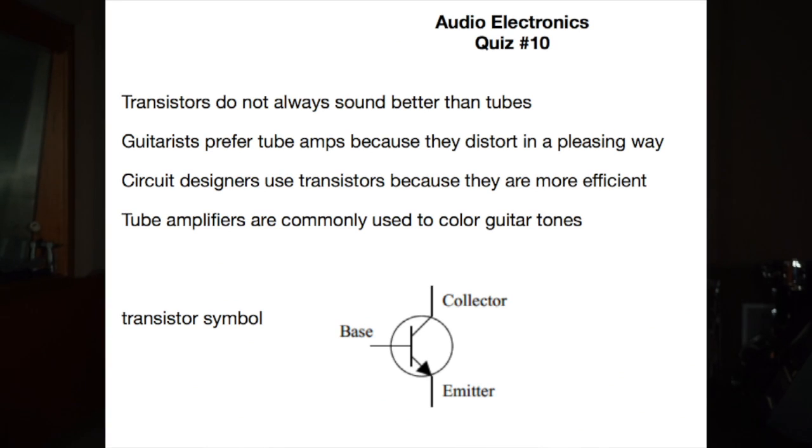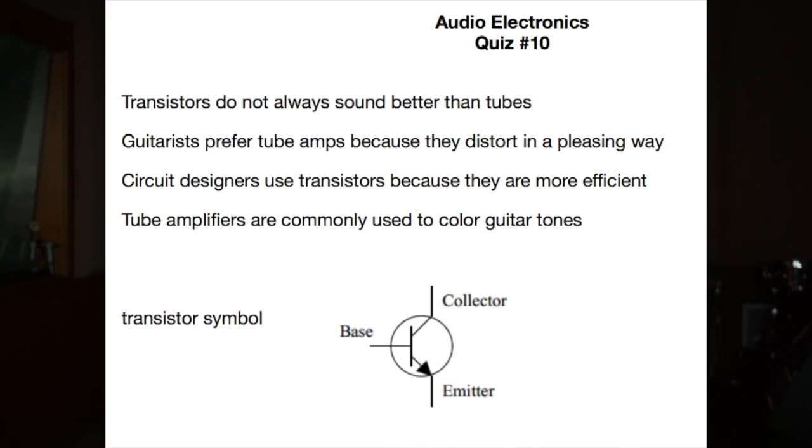So the first thing to say is that transistors do not always sound good. They do not sound better than tubes. That was what I said. That sort of leads to, that amplifier there is a tube amplifier. I like the sound of that tube amplifier more than non-tube amplifiers. Why is that? Because it distorts in a pleasing way. That's the way I've chosen to describe it.